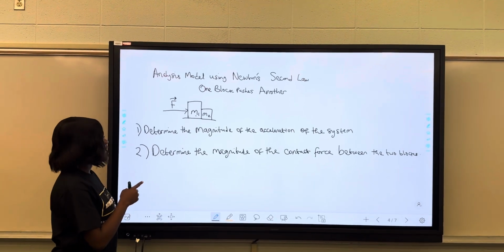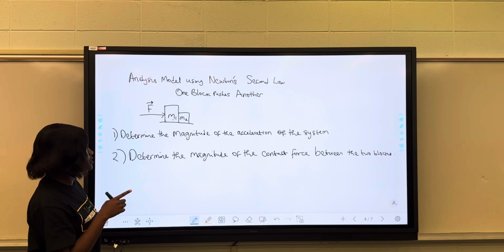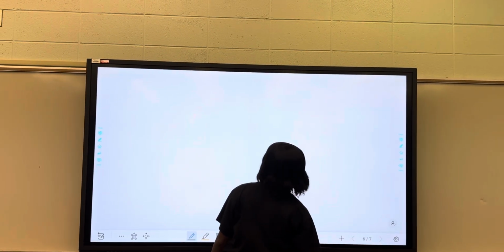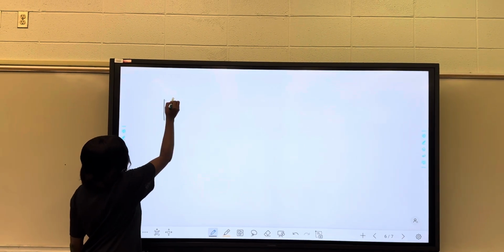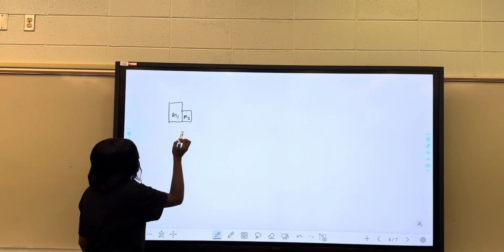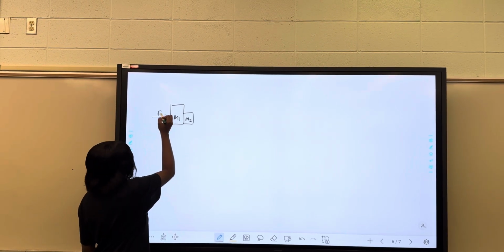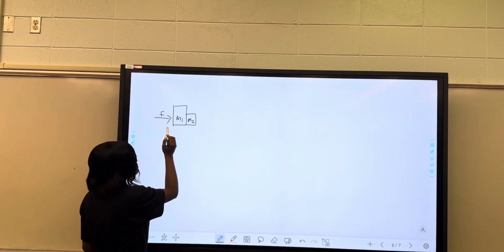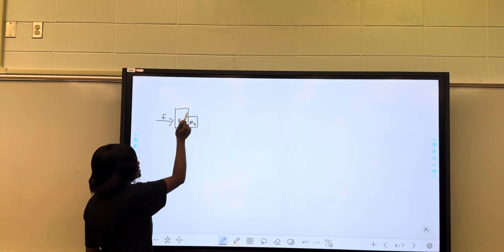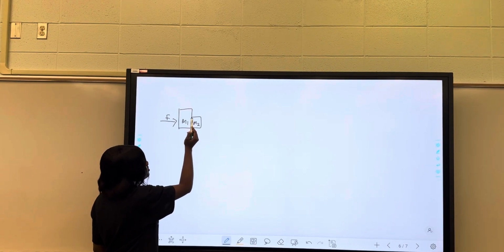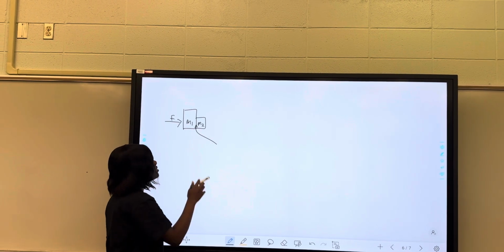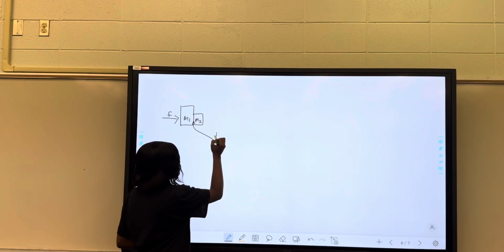In the second question, we're asked to determine the magnitude of the contact force between the two blocks. Okay, so we have the two blocks. This is M1, this is M2. If a force is exerted on the entire system and M1 and M2 are in contact with one another, and the force is exerted on M1, that means there will be a contact force between these two blocks, M1 and M2. We can represent that force by P.